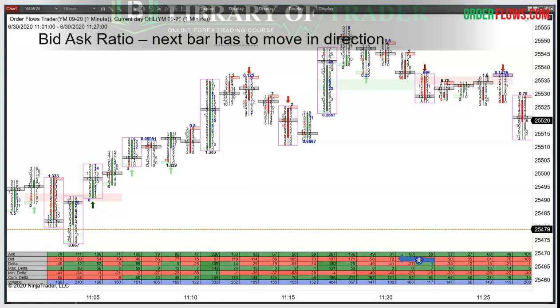Here's an example. Here's 31 and 72. Here's 49 and 98. Is the market moving in that direction? This is pressure to the downside, so you're going to be looking for the market to come off. On 49 versus 98, it's not making that move. The 31 versus 72, yes, the next bar here is making that move.